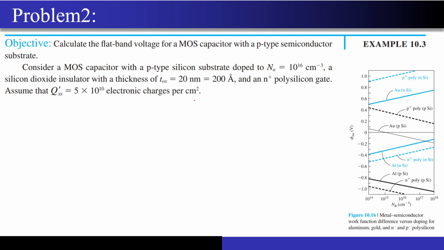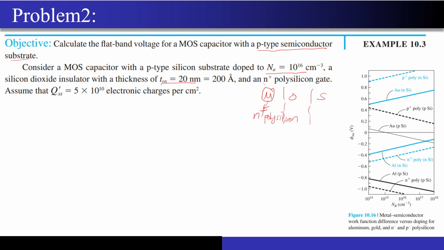So now let me turn on my pen. And now let's look at what this question is asking you. Again, the problem has been taken from Donald Neamen. So calculate the flat band voltage for a MOS capacitor with a P-type semiconductor substrate, right? In most of the examples, they have taken the P-type substrate. Consider a MOS capacitor with P-type silicon substrate, and they have given the doping concentration and a silicon dioxide insulator. So we have SiO2 and its thickness has been given as 20 nanometers, right? And for the gate, the metal, oxide and semiconductor, we have these partitions, right? They are not using any metal now. What they are using is the N plus polysilicon.